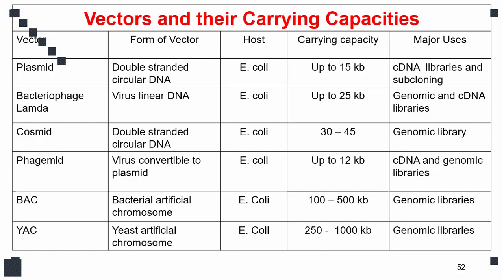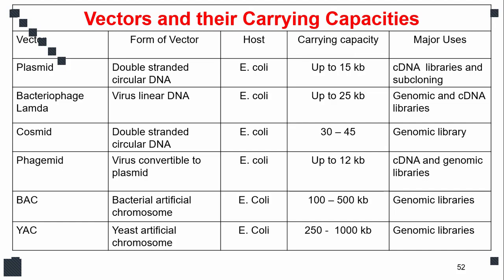Now, if you have 172 kb, you may likely use a bacterial artificial chromosome. And if you have 452 kb, then you can use a yeast artificial chromosome. There's no big deal about it. But even if you have a large insert, you can still use a YAC. And then the major uses for that are as shown.